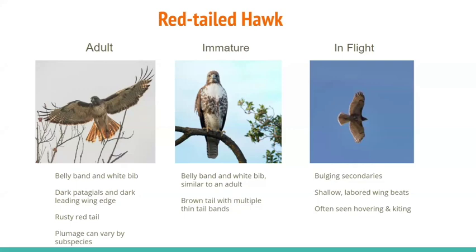So for immature red tails, again, we still have that beautiful thick belly band and a white bib, very similar to the adult, but they have a brown tail and they have multiple thin tail bands.